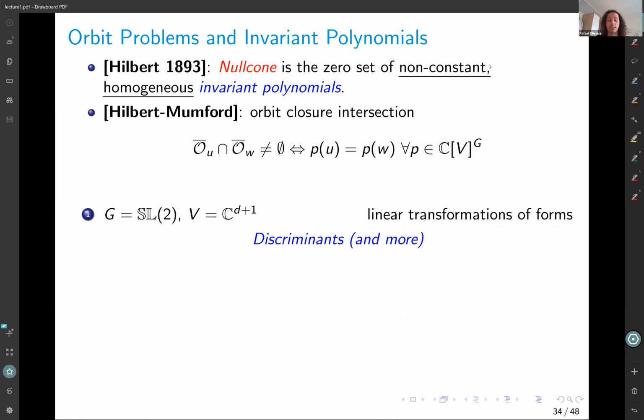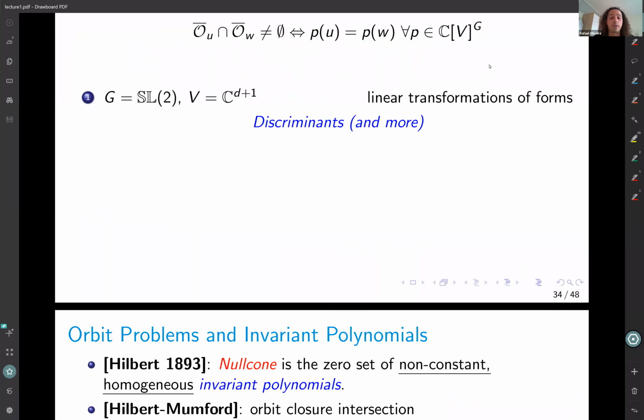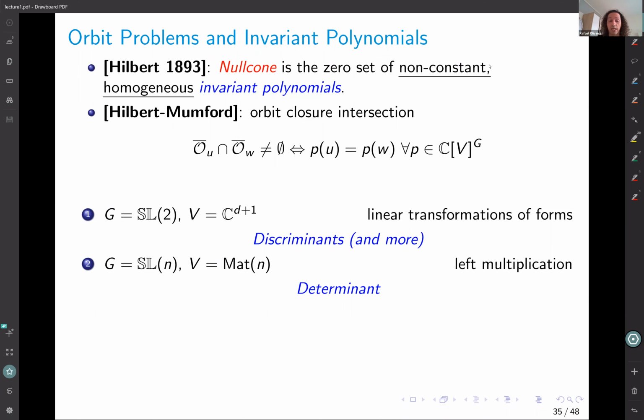So for instance, if we talk about the action of SL2 on the linear transformations of forms, the invariants are the discriminants, and also more polynomials. Whenever D increases, we have more invariants. For example, if we have the left multiplication action by SLN, an invariant polynomial here is the determinant. And it turns out that the determinant generates all the other invariants. So the determinant is essentially the unique invariant: all the other invariants are polynomials in the determinant.